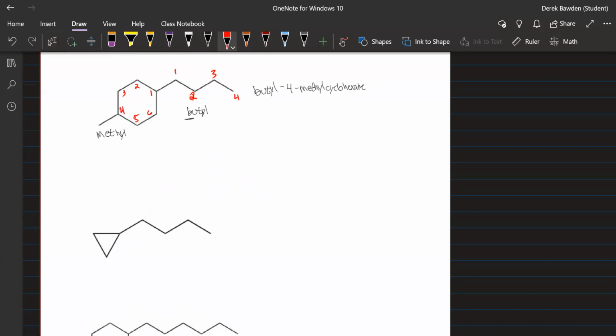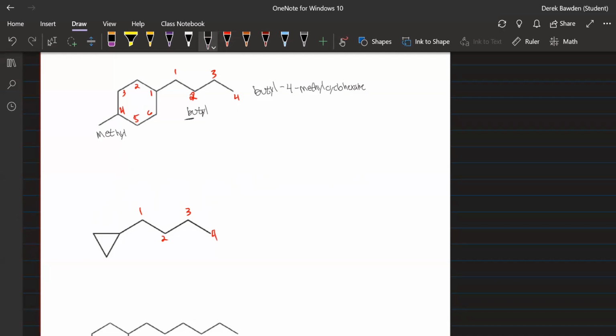So we have a ring and a carbon chain. Our ring has 3 carbons in it, and our chain has 4, okay? So our parent chain is going to be the chain. The parent group is going to be the chain. So we have 1, 2, 3, 4. Our substituent is off carbon number 1. That's why I numbered it that way.